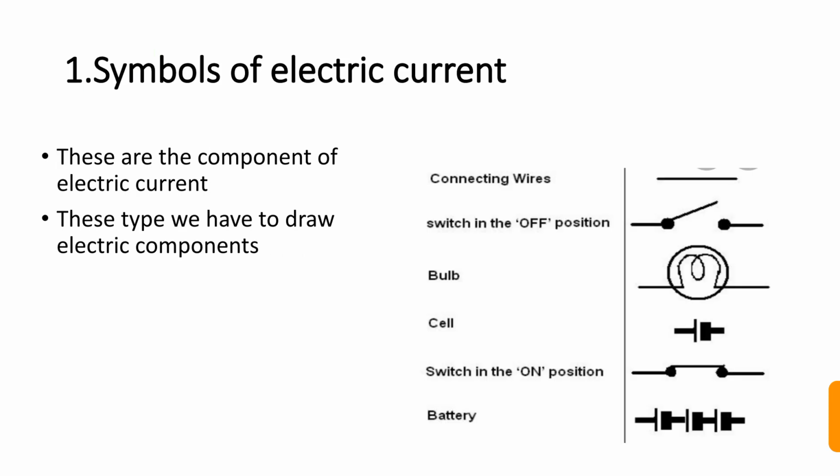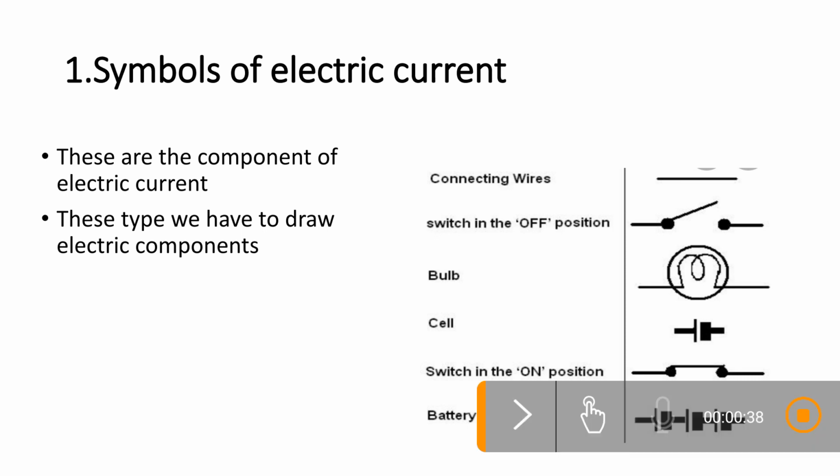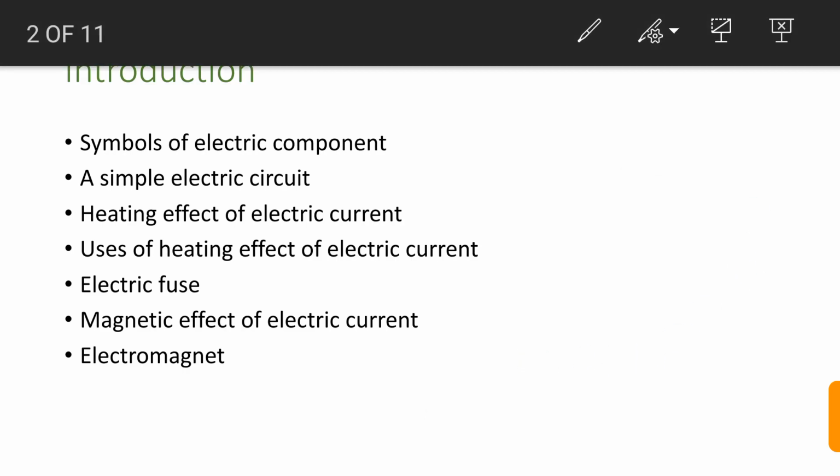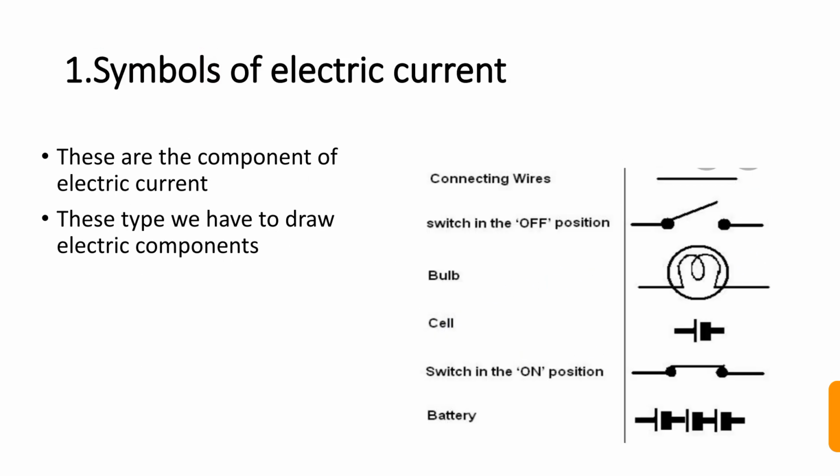Now first we will discuss symbols of electric components. So this is the basic. See, these are the components of an electric circuit. This is the type of symbol we have to draw for electric components.